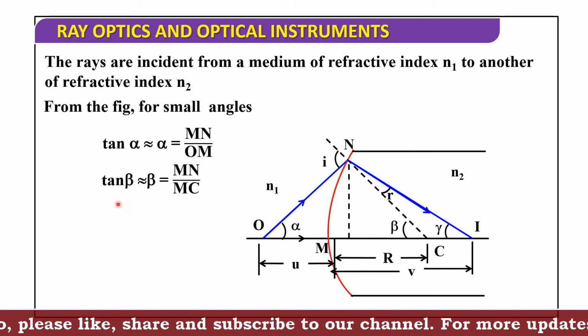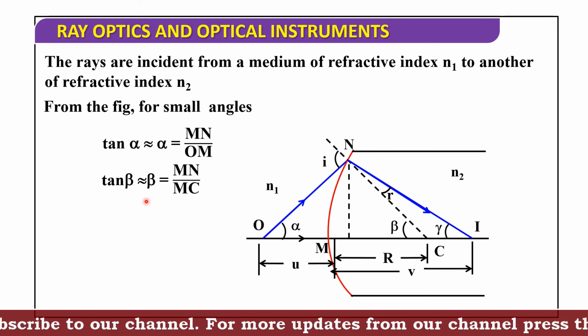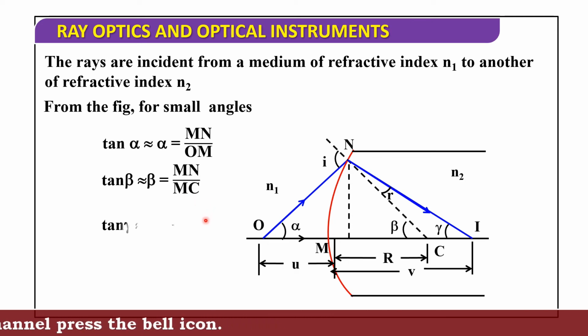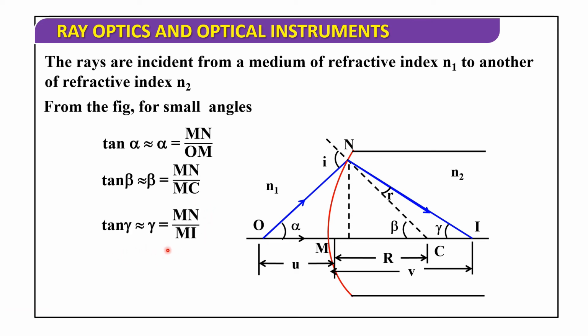Similarly, tan beta is approximately equal to beta, that is equal to MN by MC. Tan gamma is approximately equal to gamma, that is equal to MN by MI. And i is equal to alpha plus beta. This is the mathematical relation: the exterior angle is equal to the sum of the interior angles. So i equals alpha plus beta, and r equals beta minus gamma.